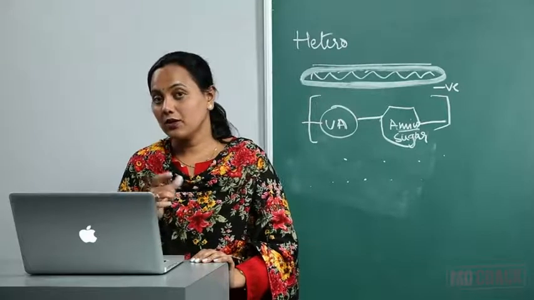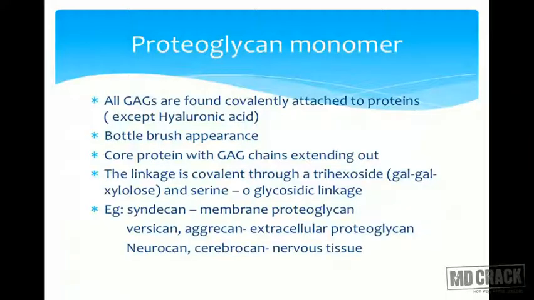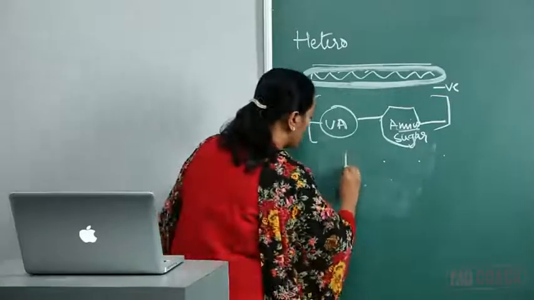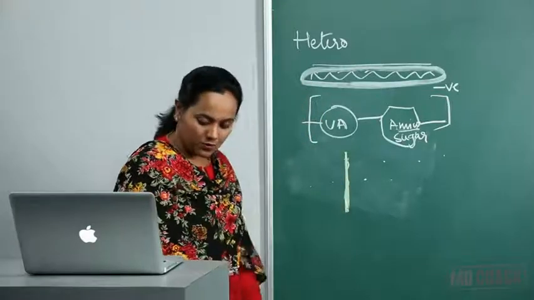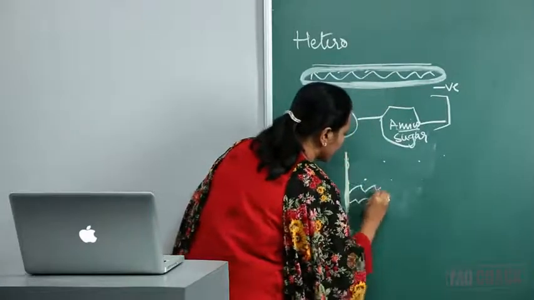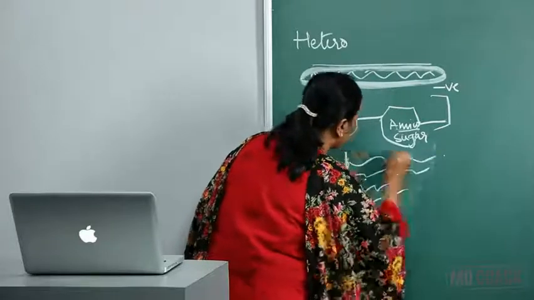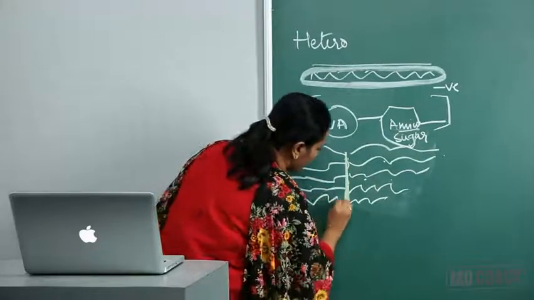So we go on to how are they formed, and that is known as proteoglycans. Now all the glycosaminoglycans are attached covalently to proteins, all except hyaluronic acid. Only hyaluronic acid is free in nature. Now when they are attached to a protein, I am going to draw this protein like this. This protein is called the core protein, and as I said, they form extended chains. These are attached to the core protein. So what does this structure look like?